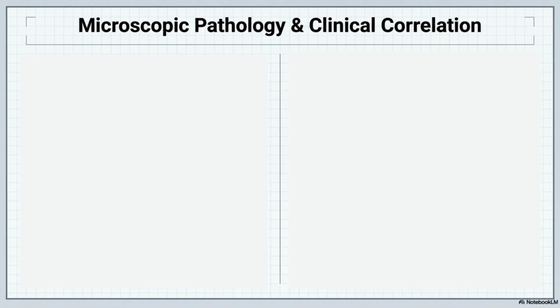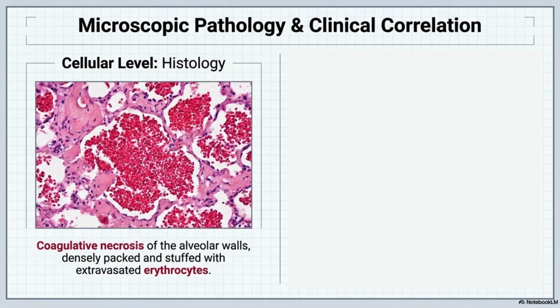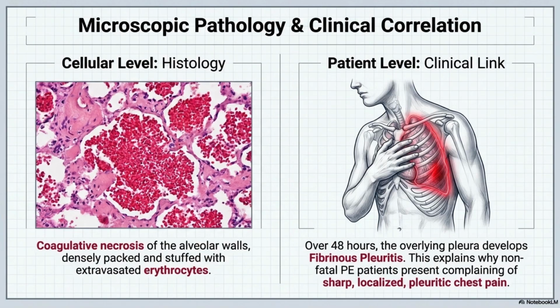Let's look at the microscopic pathology and clinical correlation of that red wedge. At the cellular level, the histology reveals coagulated necrosis of the alveolar walls, which are densely packed and stuffed with extravasated erythrocytes. Moving to the patient level, the clinical link is that over 48 hours, the overlying pleura develops fibrinous pleuritis. This explains why non-fatal PE patients present complaining of sharp localized pleuritic chest pain.